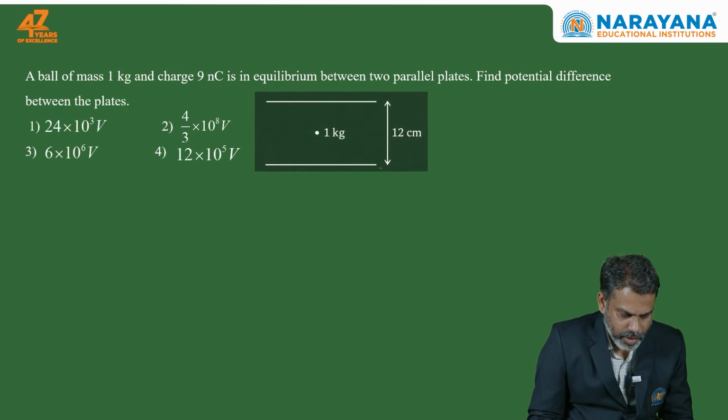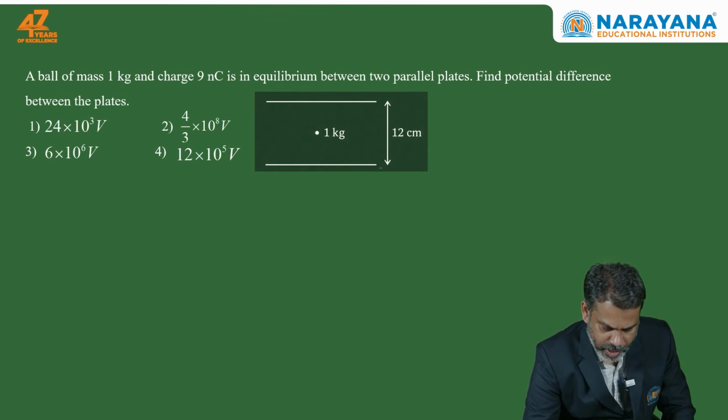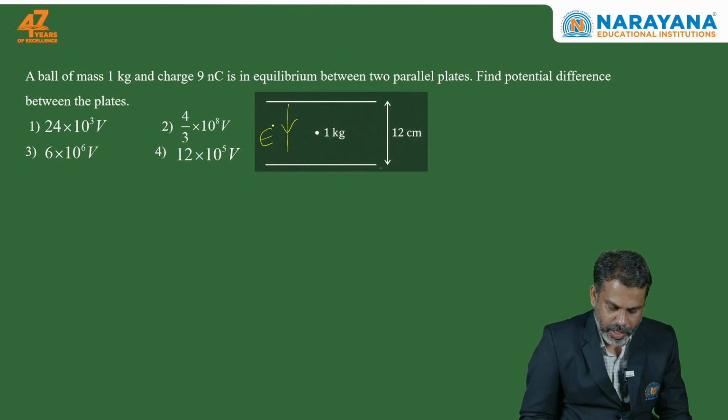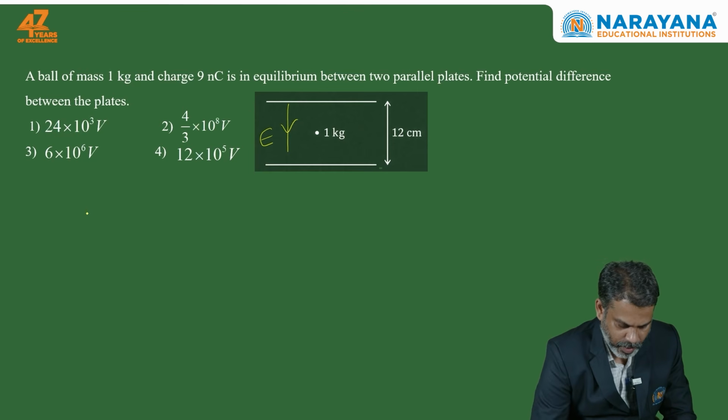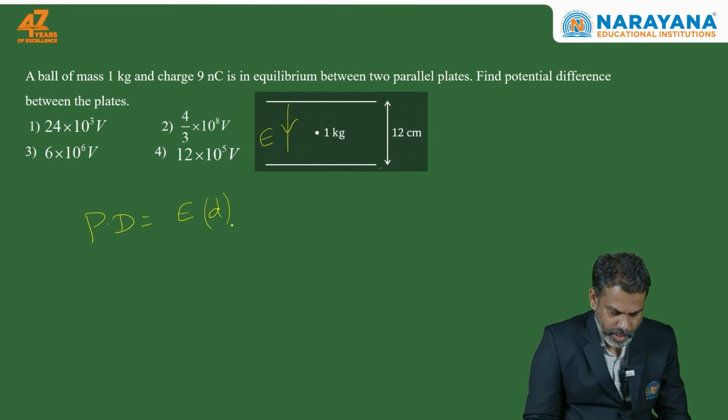Let's read the question. A ball of mass 1 kg and charge 9 nanocoulomb is in equilibrium between the two parallel plates. Find the potential difference between the plates. See, in between parallel plates, we know that there is going to be a uniform electric field, right? So they are asking the potential difference, which means E into D.